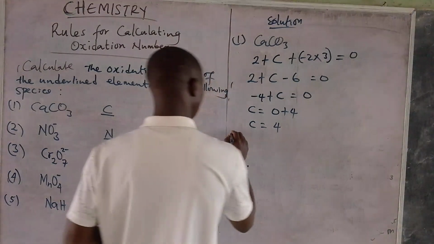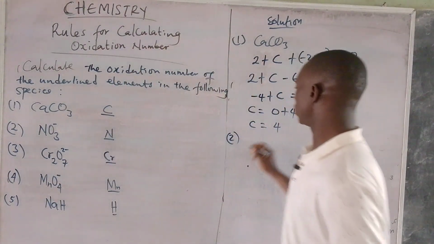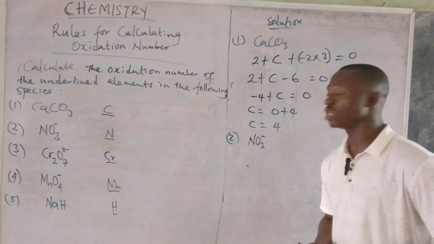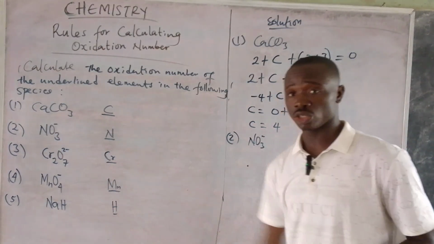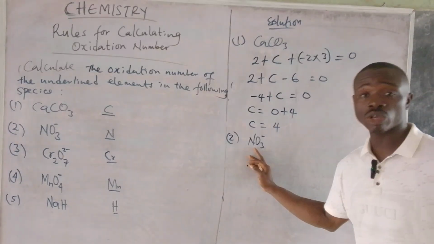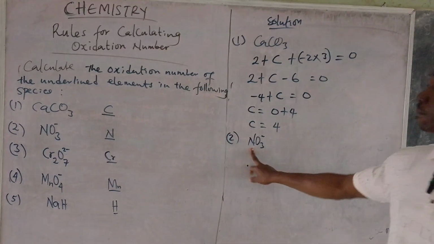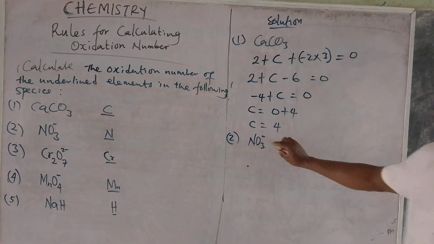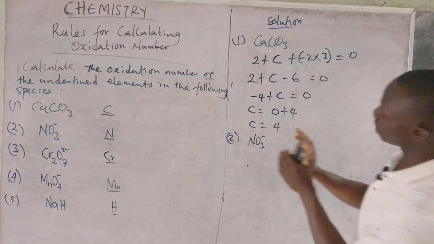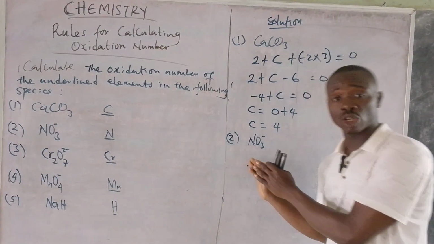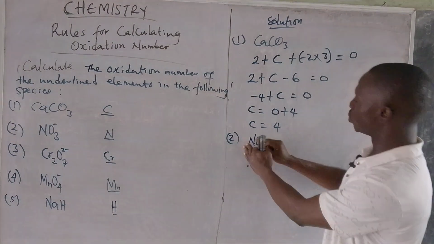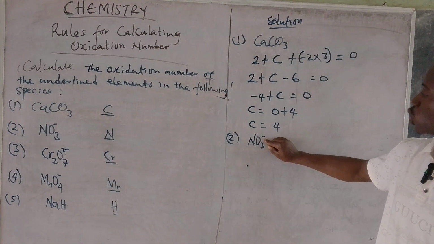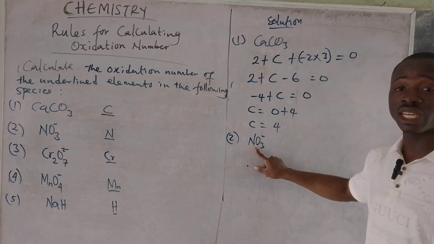All right, we move to number 2. So number 2 says NO3 minus, and we are to find the oxidation number of nitrogen, which is the first element here. Now we have just 2 elements in this radical. Now this one is a radical. It's a bit different from the first question here. So this is a radical, and this radical is carrying a charge of -1. So please mind you, it is not oxygen that is carrying -1, but the whole of nitrogen and oxygen. So the whole of NO3 is carrying a charge of -1. So this -1 belongs to the whole of nitrogen and oxygen.